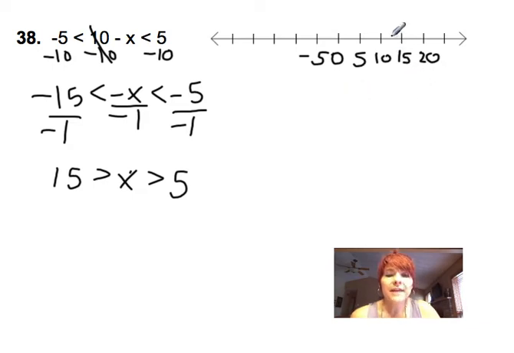Notice we have 15. There's no equal sign, so that's going to be an open dot. And we have a dot at 5. Again, no equal sign, so that's going to be open. And then it says that x is less than 15 and greater than 5. So it's going to be all this area in between the two. X is between 5 and 15.